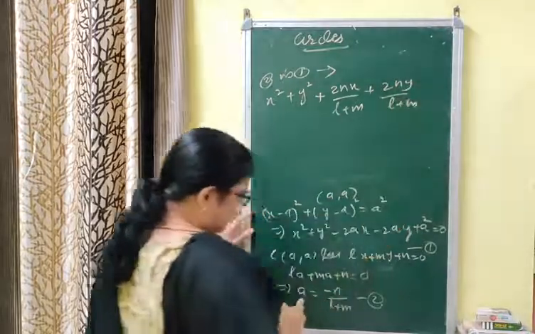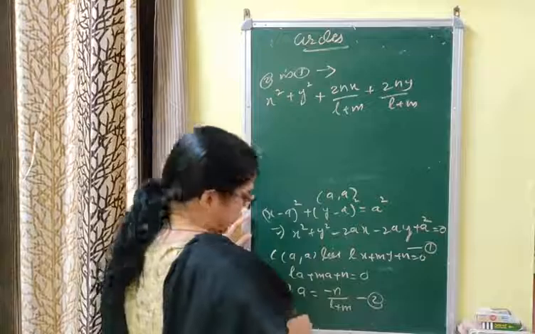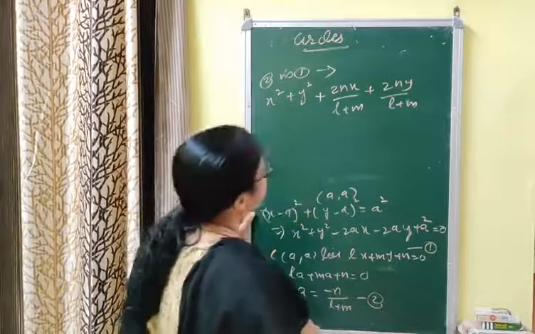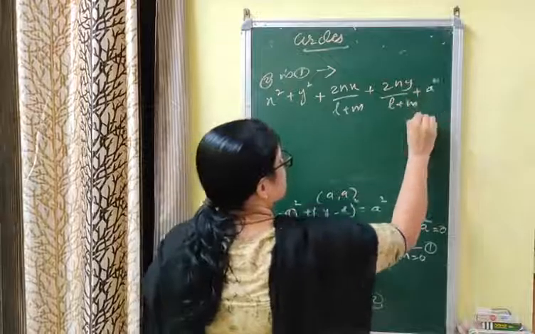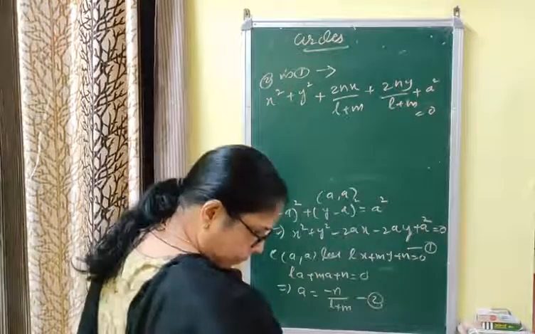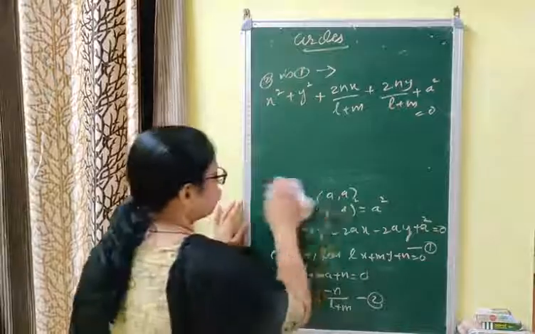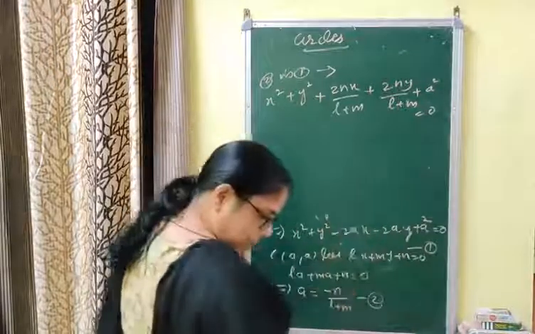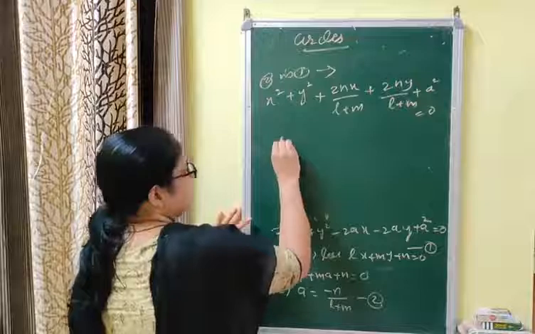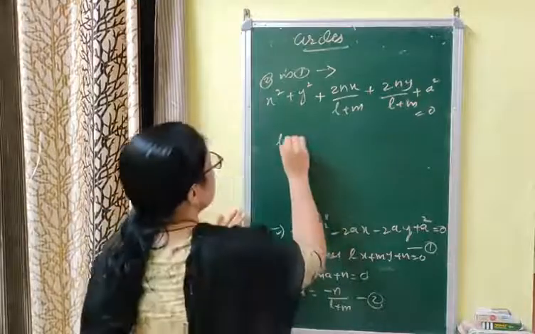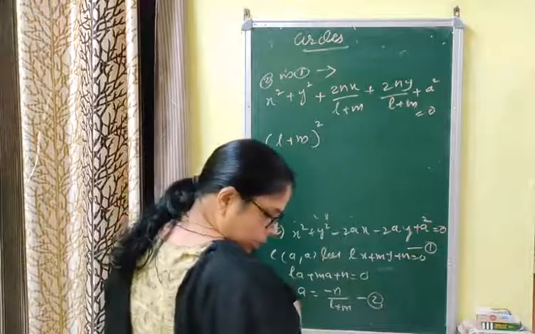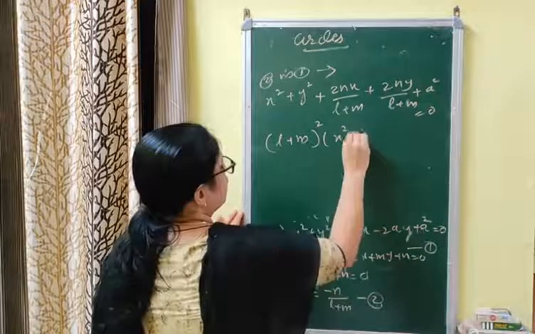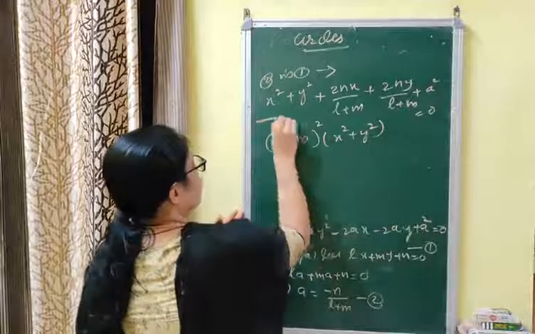We are just replacing a by minus n upon L plus m, and the next term is plus a square equal to 0. That means we have replaced the value. Now I am not going to show you the simplification step. By simplification, taking the LCM, you will get L plus m whole square into x square plus y square. This step you have to do by yourself. I am not going to do it.